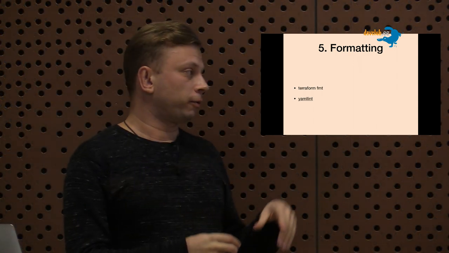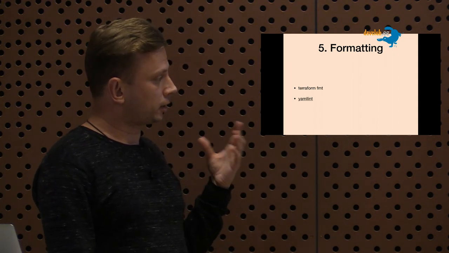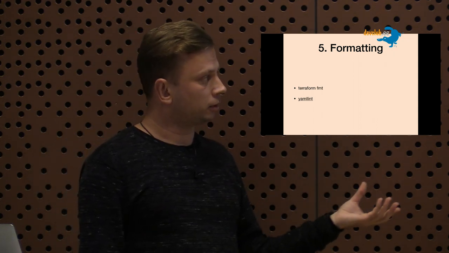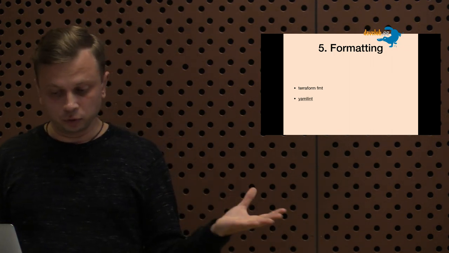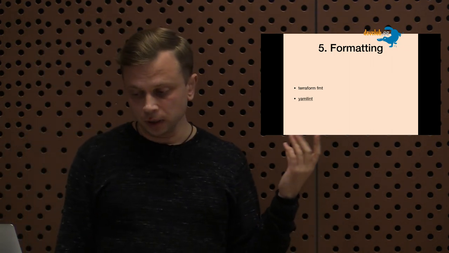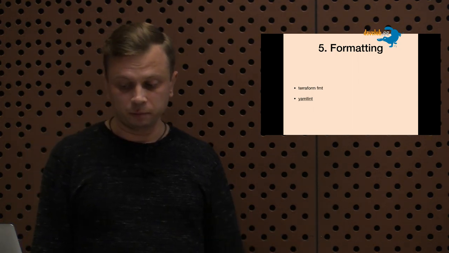I provided examples for Terraform and for any YAML tool, for example Ansible. terraform fmt is a Terraform command which checks and, if you need, auto-formats your code. And yamllint is a YAML file checker. It can check YAML syntax, verify that indents are the same, and find duplicates and other generic problems in YAML.